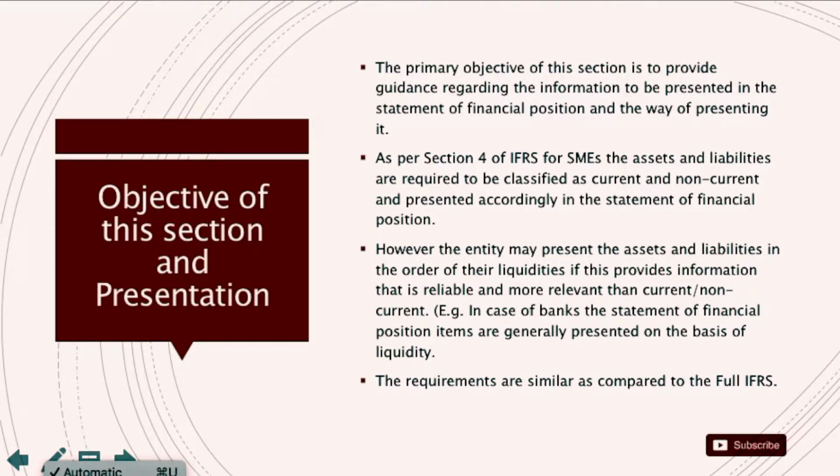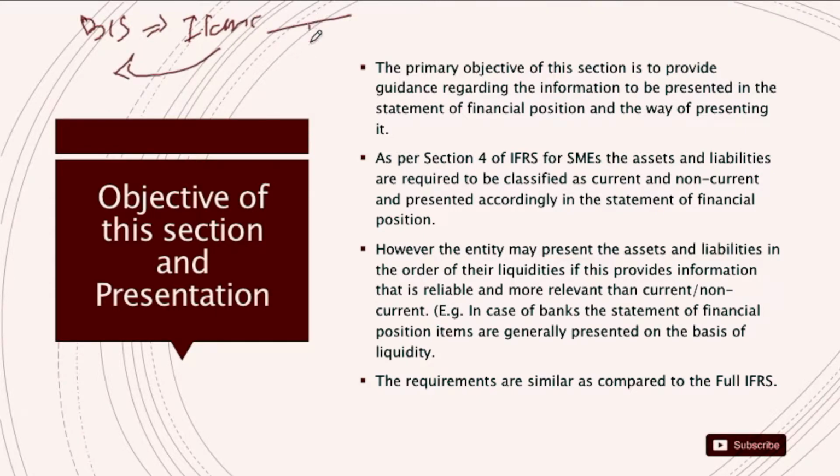Suppose this is a balance sheet, it specifies what are the items to be included in the balance sheet. Along with that, it specifies generally what are the different classes in which these assets and liabilities are required to be shown. As per section 4 of the IFRS for SMEs, as we've already discussed, IFRS for SMEs deals with sections. They do not have separate IFRSs. The assets and the liabilities are required to be classified as current and non-current assets and liabilities and presented accordingly in the statement of financial position.